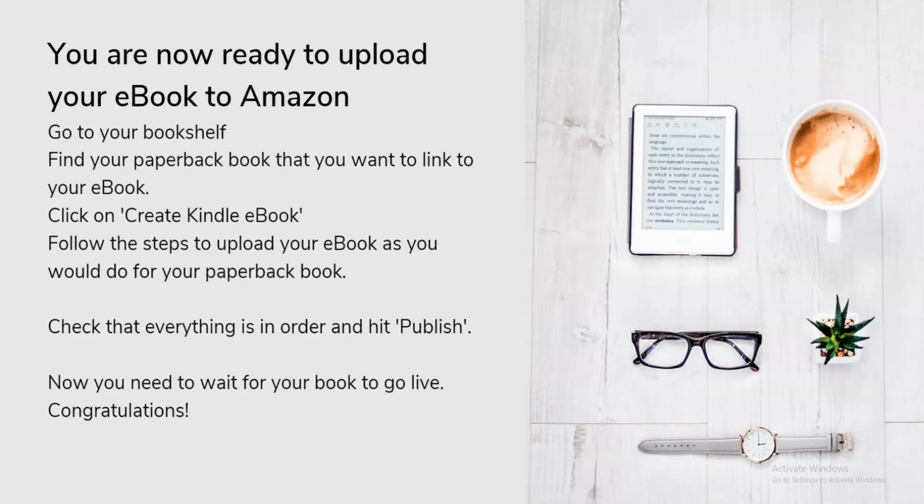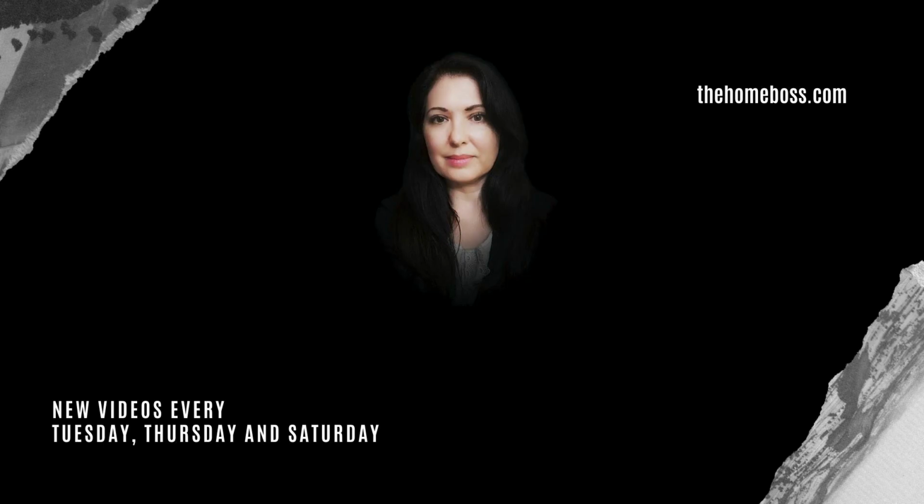So once you have your interior, you can now upload your ebook to Amazon, and this is very similar to the paperback version. So you go to your bookshelf and you find your paperback book that you want to link to your ebook. Then you click on Create Kindle eBook and you just follow the steps to upload your book as you would do for your paperback book. At the end, you check that everything is in order and you hit Publish. Now you need to wait for your book to go live. Congratulations!